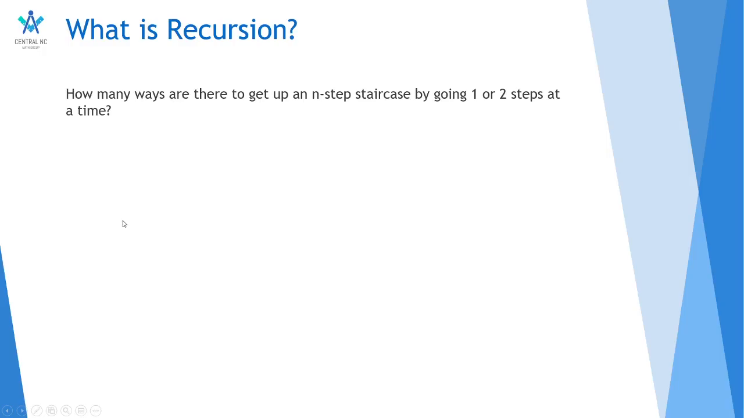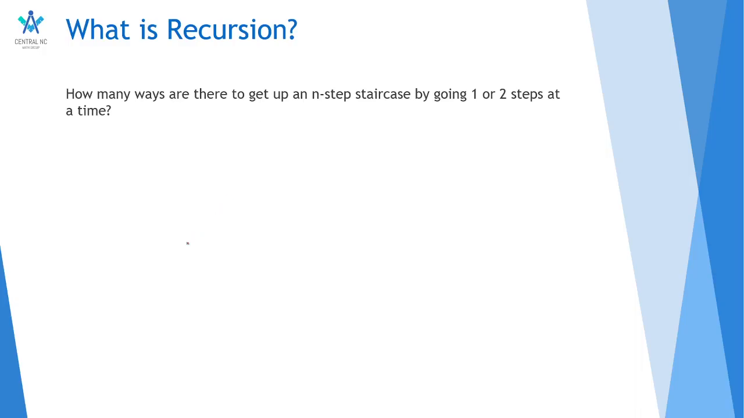So here we go. You're wondering what recursion is, and it's kind of hard to explain, so I'd like to show you. How many ways are there to get up an n-step staircase by going 1 or 2 steps at a time? Well, it'd be hard to count out just the amount of ways to go. I mean, you can do it with casework for lower values of n, and it gets a bit more complicated for higher values of n. So we want to try to find a better way to do this.